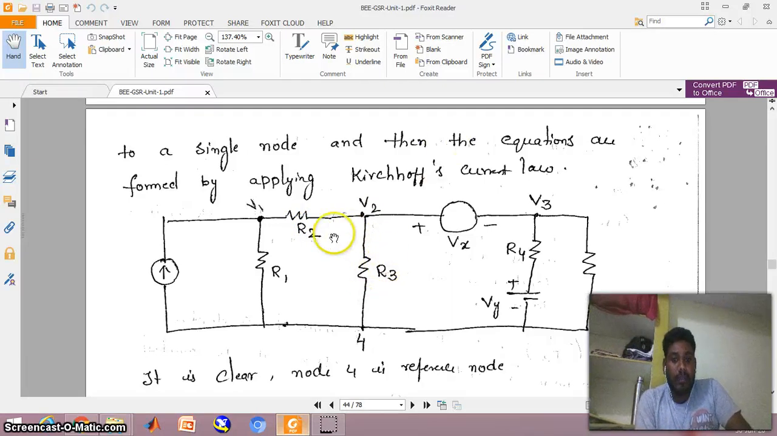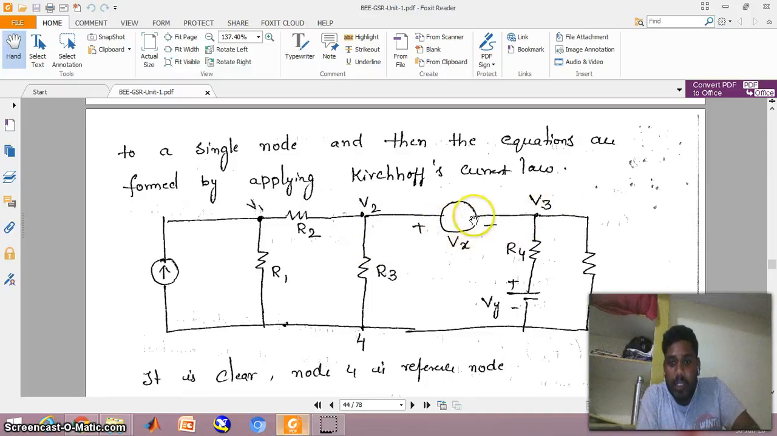First write the current through R2 and the current through R3. The current through R2 is V2 minus V1 by R2, plus next V2 minus V4 by R3. V4 means zero potential, so V2 minus 0 by R3. At node 2 another branch is also there, that is the voltage source branch. So we cannot find the current through this voltage source. That's the reason node 2 and node 3 are both treated as a supernode.